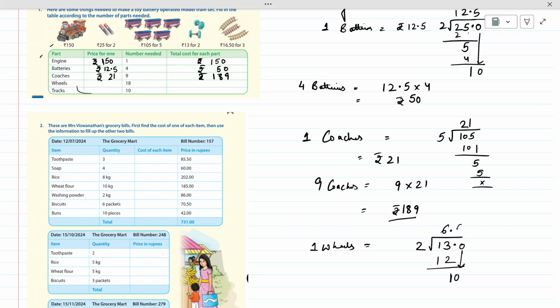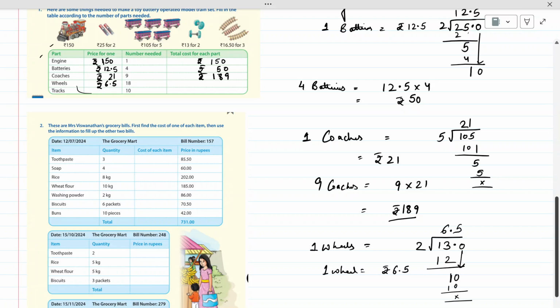So this is 2 into 5, 10. So what is the cost of one wheel? The cost of one wheel here is rupees 6.5. Okay. So likewise kids, we have to find out for the other things also. Now how many wheels are required? Wait, let me write down rupees 6.5 here first.